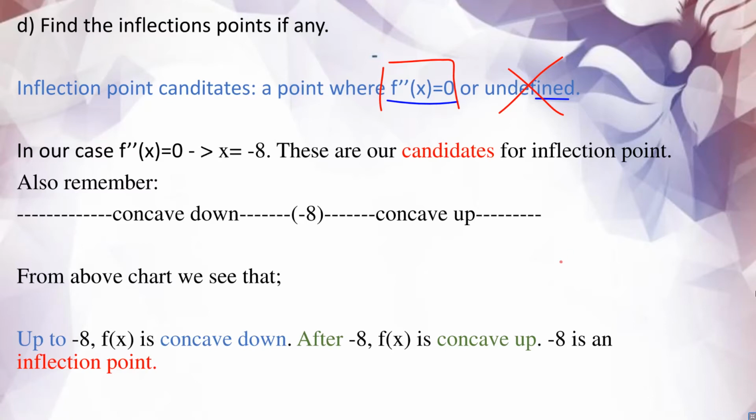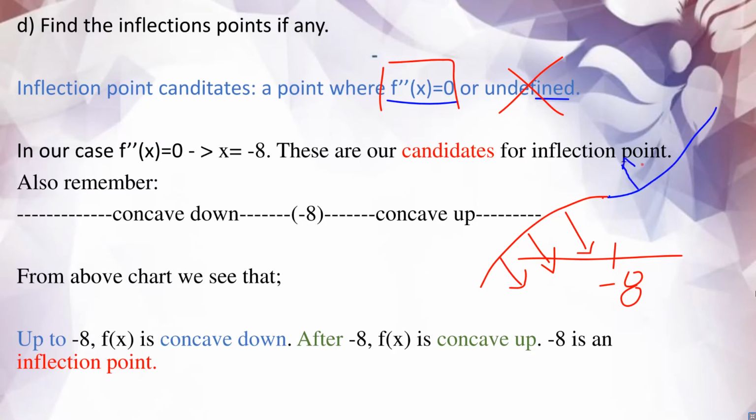Okay, so the function looks like this. Up to minus 8, it's concave down. You see, it's looking downwards. But suddenly, after minus 8, it starts looking upwards. Okay? So therefore, such a point is called an inflection point. So find the inflection points.